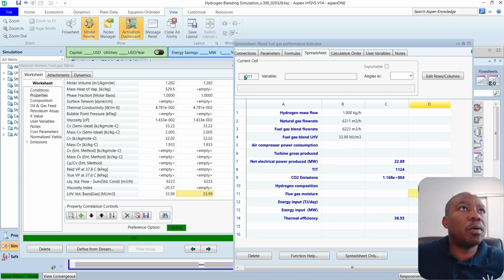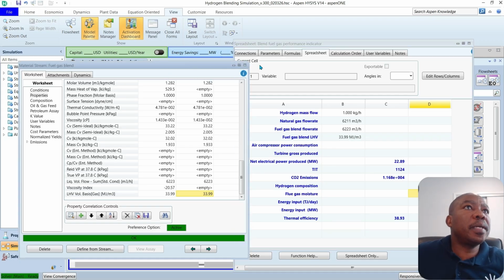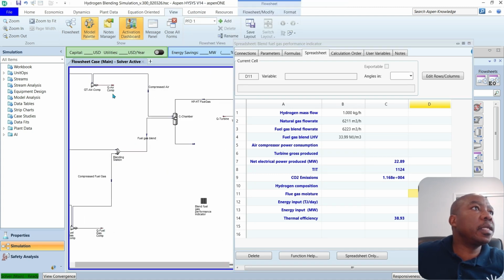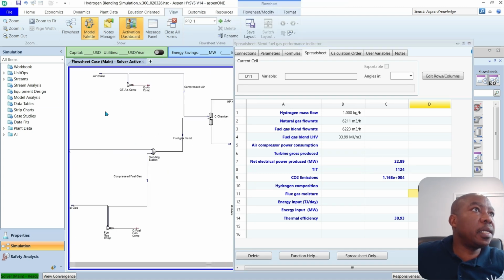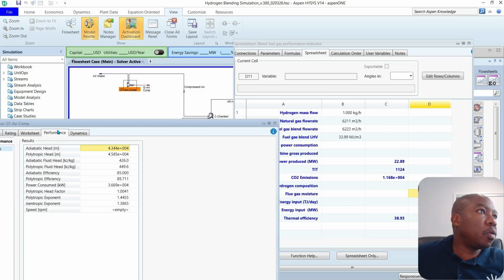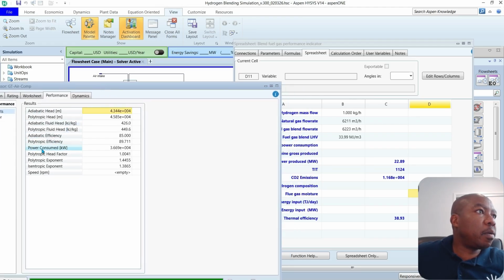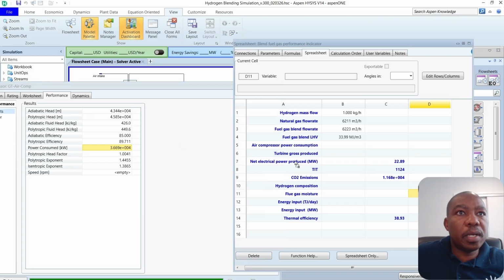The air compressor power consumption would be coming from the air compressor itself. So I'm just going to zoom in a little bit there. That's the air compressor. Double click, go to the performance, and it will bring out this power consumed. That's still 36 megawatts. That hasn't changed, still the same.